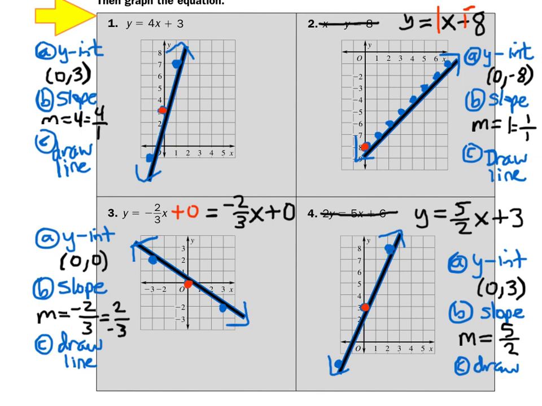Now, I also did another dot, and watch how I did it. From the origin, I went down 5. 1, 2, 3, 4, 5. That's negative 5. And then I ran backwards 2. 1, 2. That's negative 2. Well, negative 5 over negative 2 still makes a positive slope. And then I drew my line.